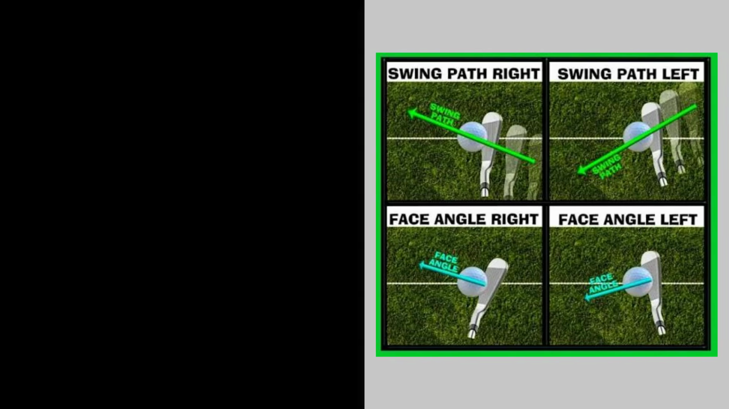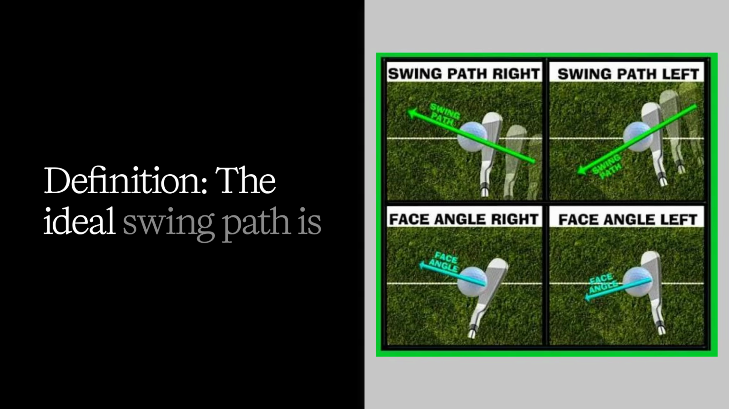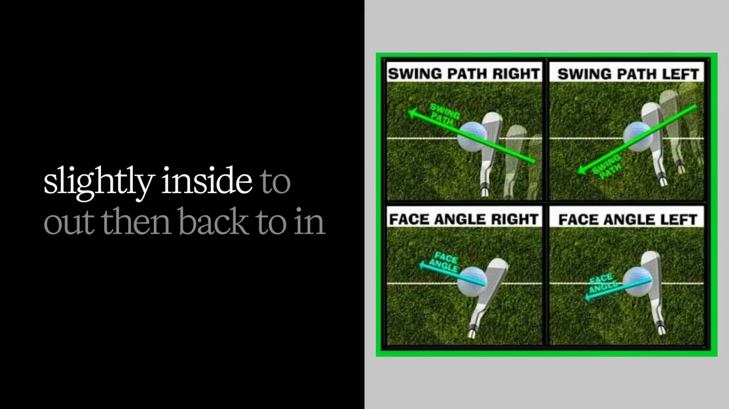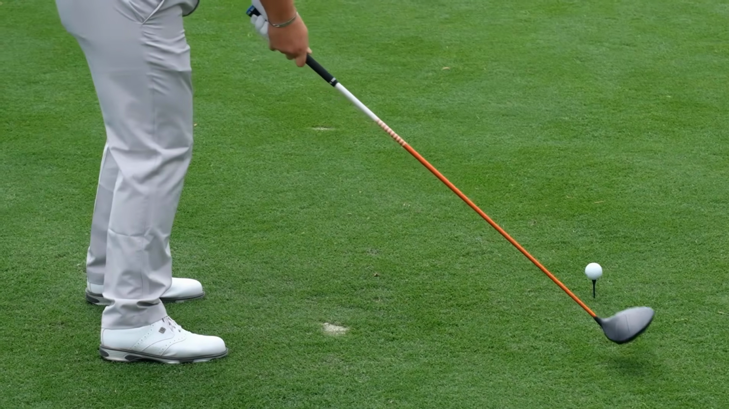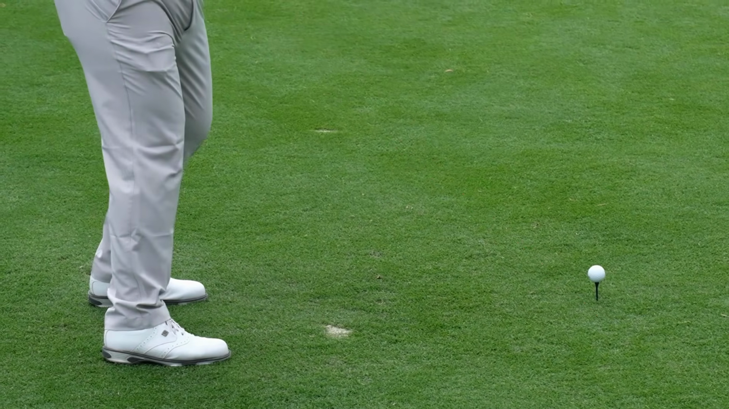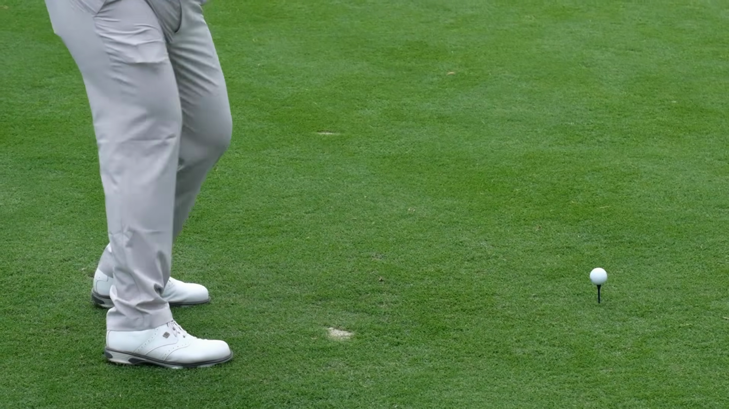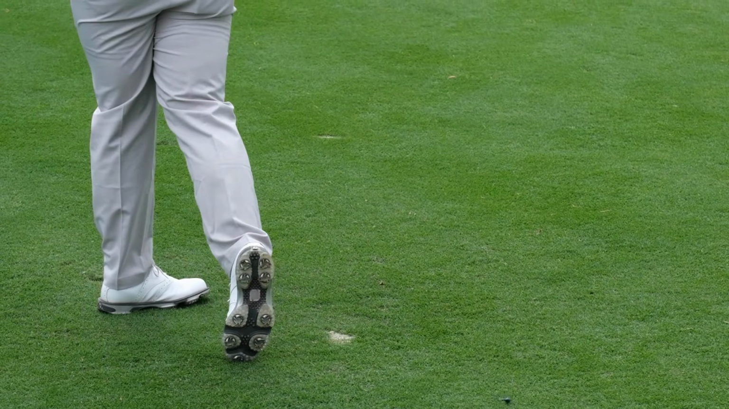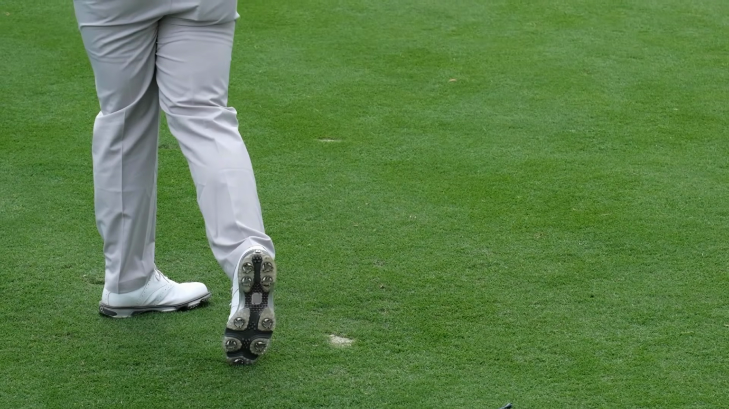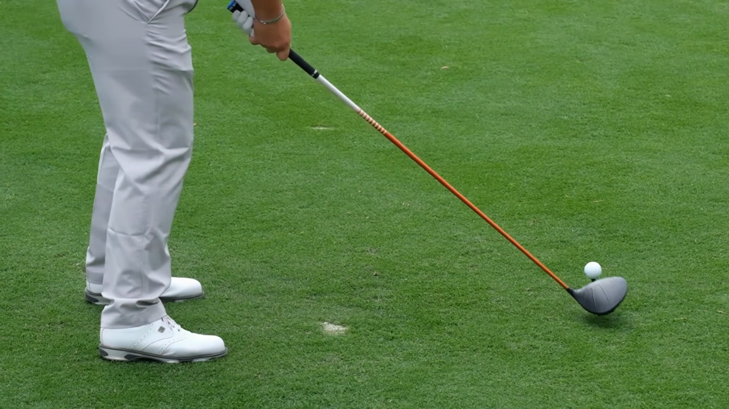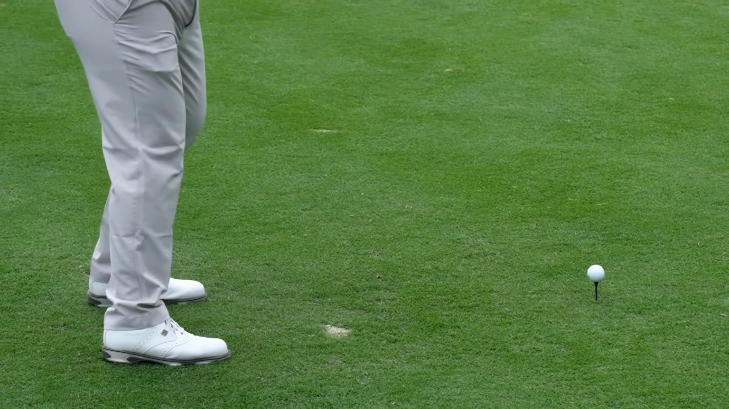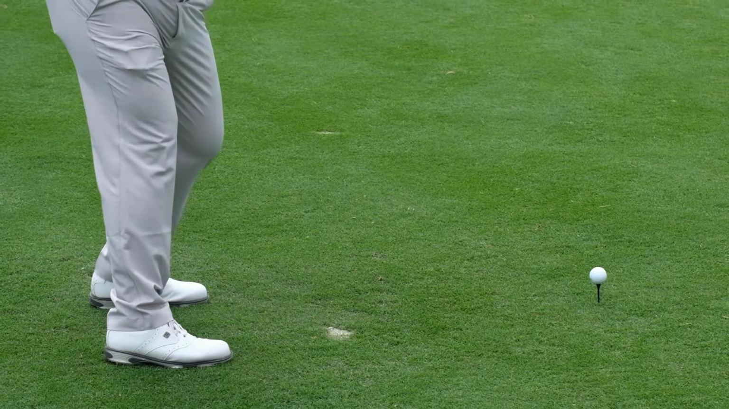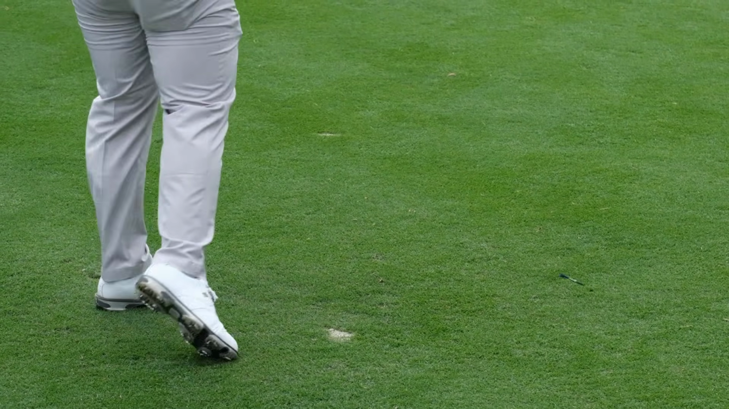Swing path. Definition. The ideal swing path is slightly inside to out, then back to in after the release. If you hit a big slice, then we know that the path was outside to in, and the club face was wide open. Hooks are just the opposite. Too much of an inside-to-out path and a closed club face will cause this. The draw and fade can easily be made to fly at the target by simply adjusting your alignment.